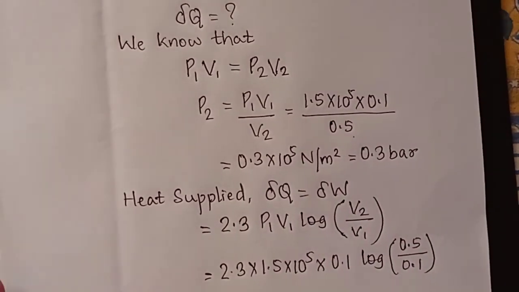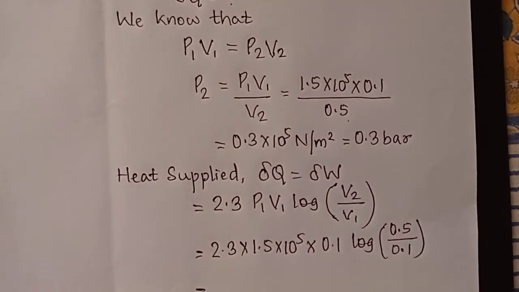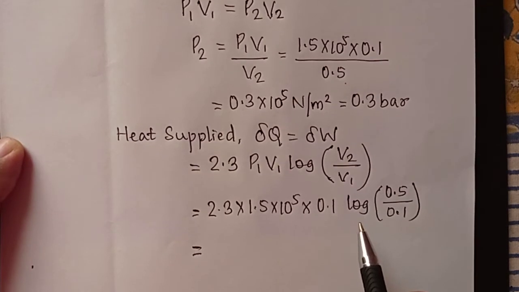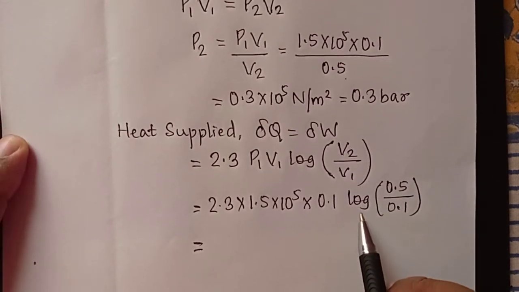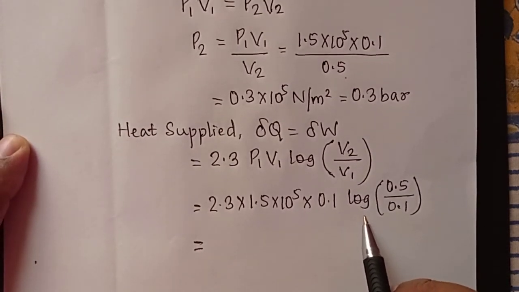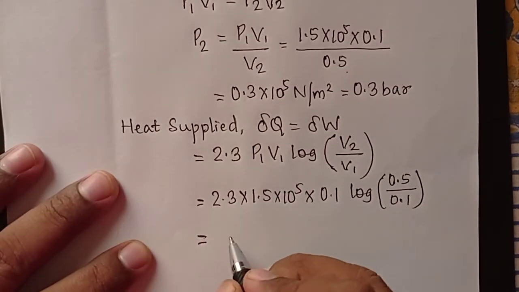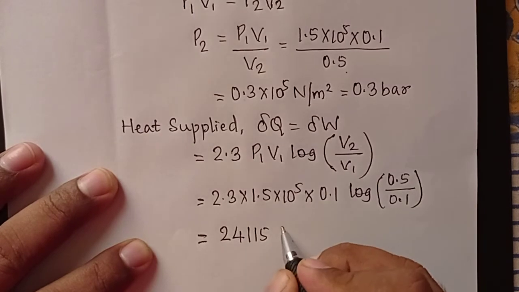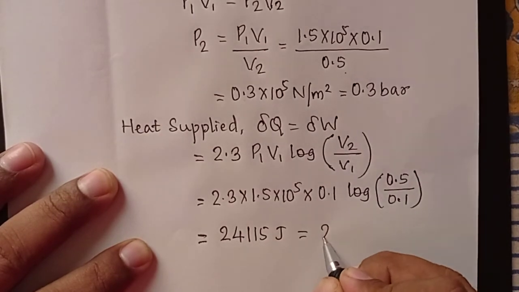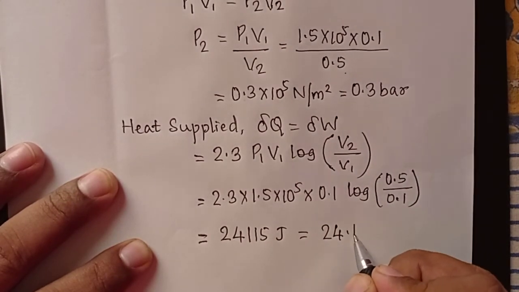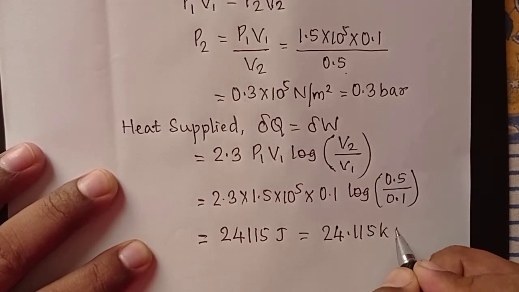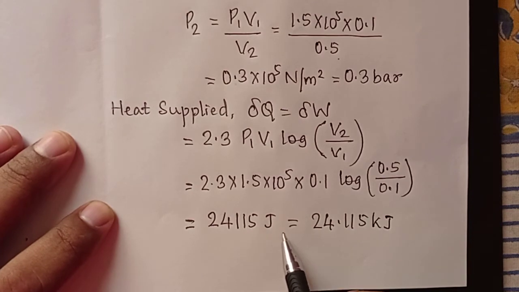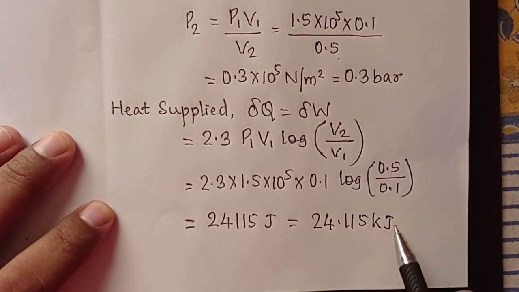So calculate this. The log is to the base 10. Please remember, this is to the base 10. It is not log e. So you will get the answer as 24,115 joules, or 24.115 kilojoules. I repeat, you will get the answer as 24,115 joules, or 24.115 kilojoules.